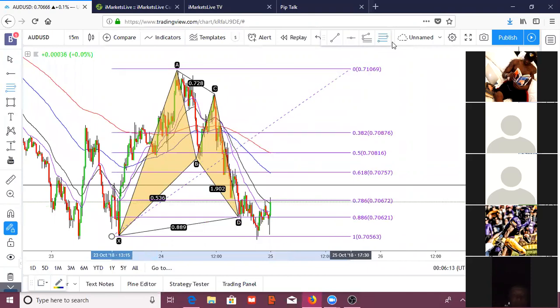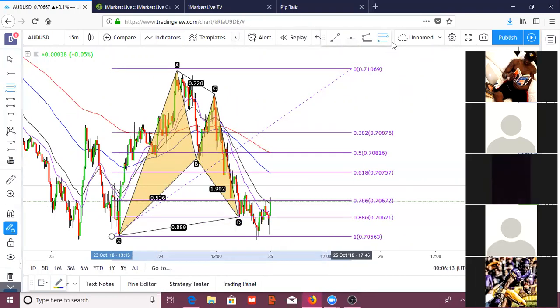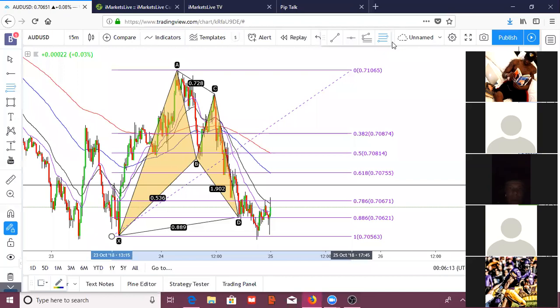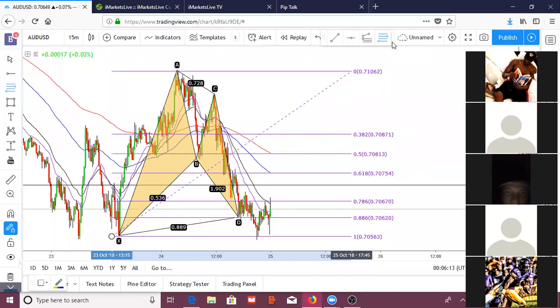And who can tell me what pattern this is? Based off of that XA, you should be looking for the 50%. Yes, exactly. It's the bat pattern because it didn't hit the 61.8, so it was the bat pattern.